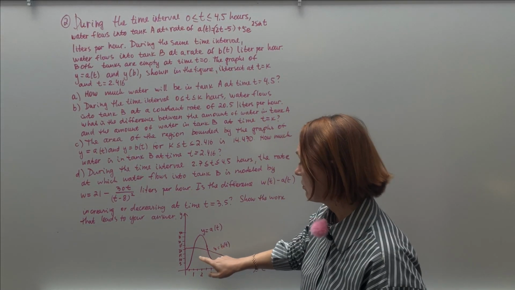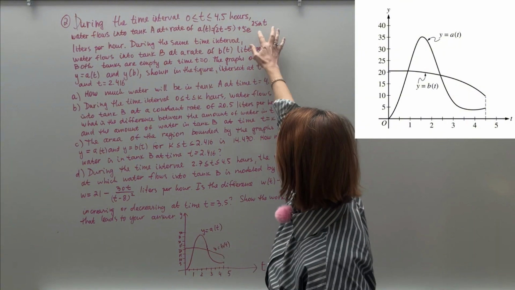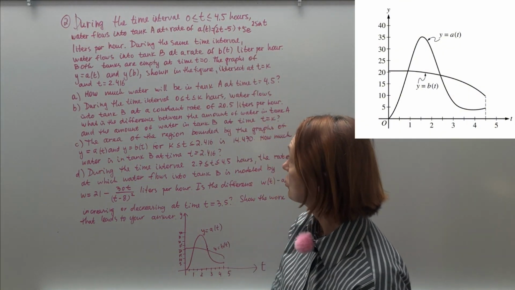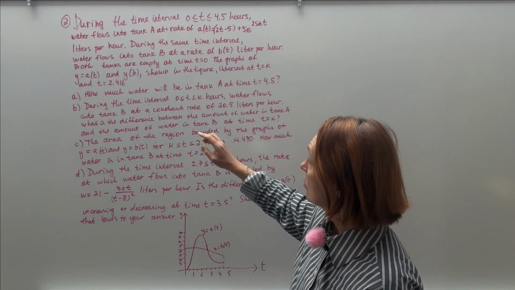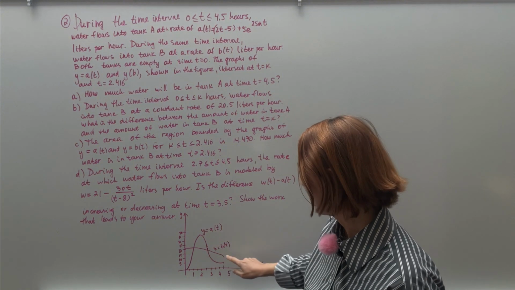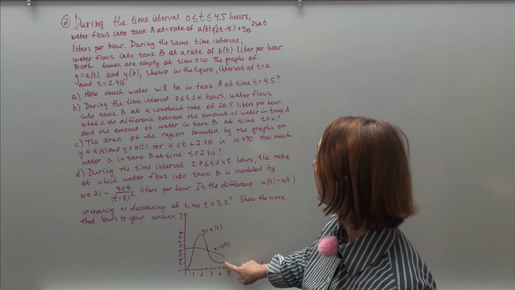The graphs of our 2 rates are given to us. So this is our graph, rate A. Okay, it's this one. And then this is the B of t, which we don't know. So that rate is the one that we don't know, but we have a graph of it. Question 1, how much water will be in tank A at time t equals 4.5?